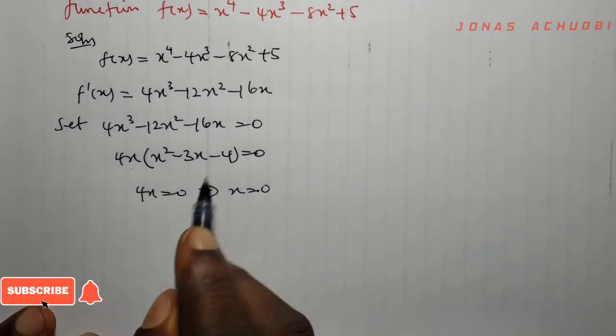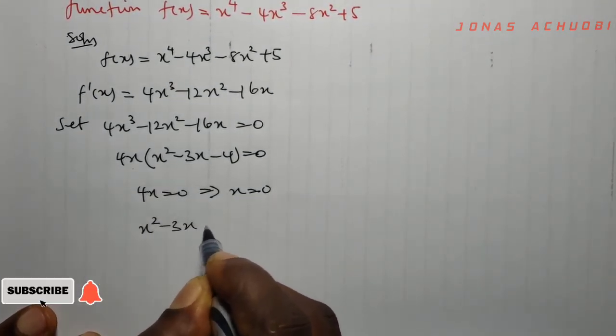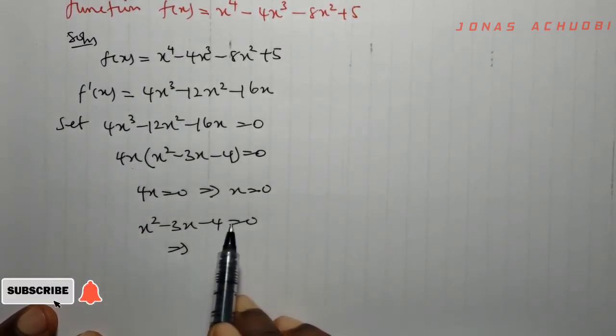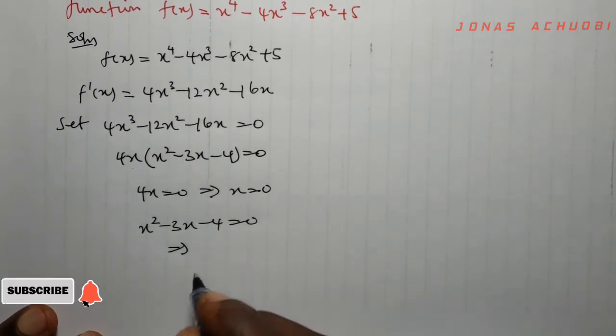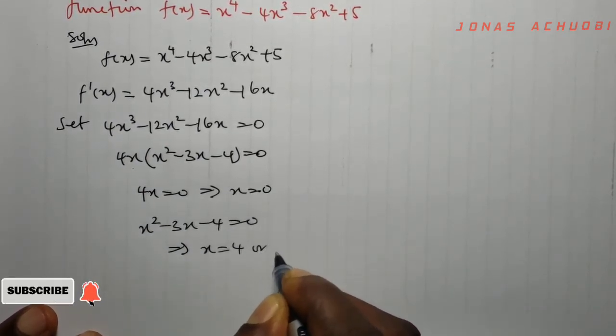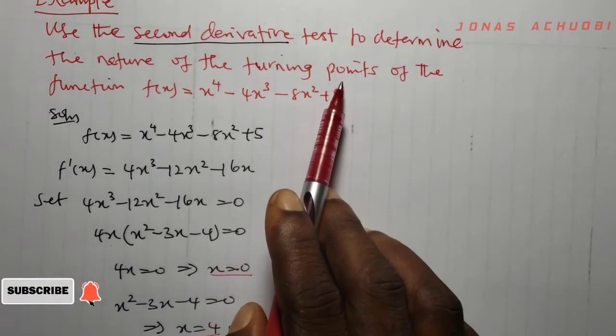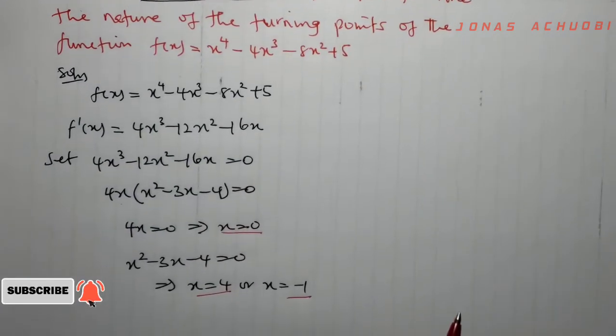And for the second part, which is quadratic, we have that x squared minus 3x minus 4 is equal to 0, which implies that if we solve this quadratic equation, we get that x is equal to 4 or x is equal to -1. So for this function given to us, we have three critical values. The first is x equal to 0, the second is x equal to 4, and the third is x equal to -1, which implies that we shall equally have 3 turning points, or 3 critical points, for the graph.